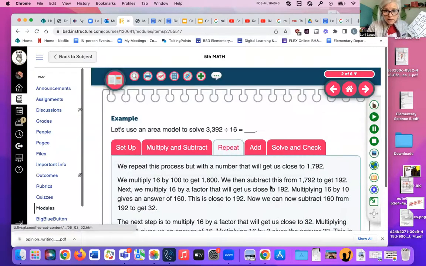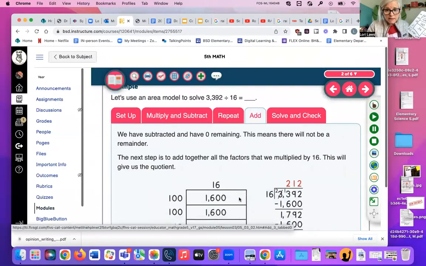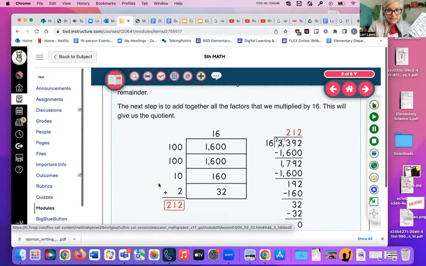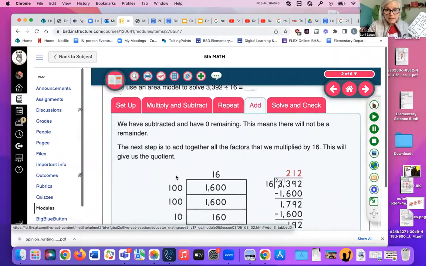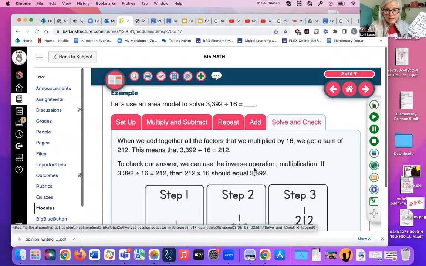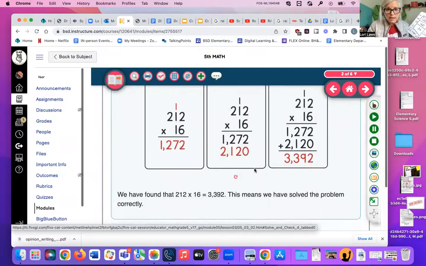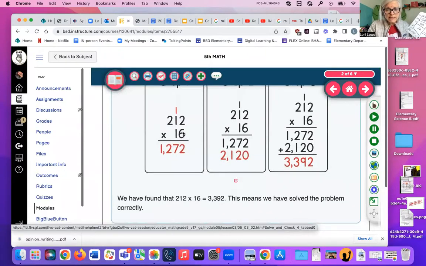So here we are. If you get to the add, they mean to add up this side to see how many groups there were, 212. And then you're going to solve and check. So let's check. 212 times 16. If you do the multiplication by hand, that's 12. Carry the 1. 1 times 6 is 6. Plus 1 is 7. 2 times 6 is 12. 1272, that's your first partial product.